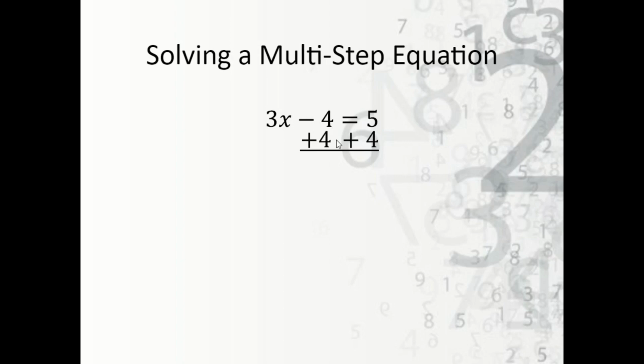So we add 4 on both sides, and we're left with 3x is equal to 5 plus 4, which is 9. Then we recognize that 3 times x, to undo that, we're going to go ahead and divide. So we divide both sides by 3, we get x is equal to 3. Easy enough, that's what we all would probably do.